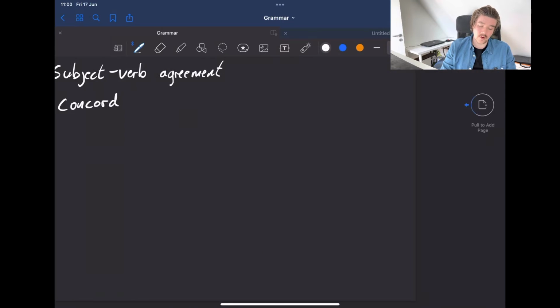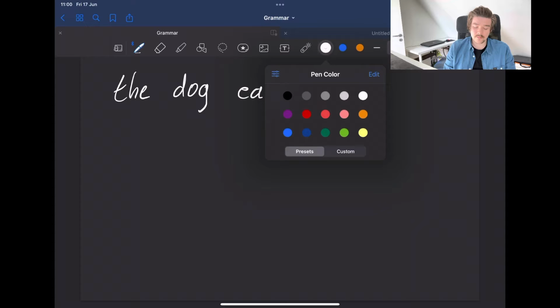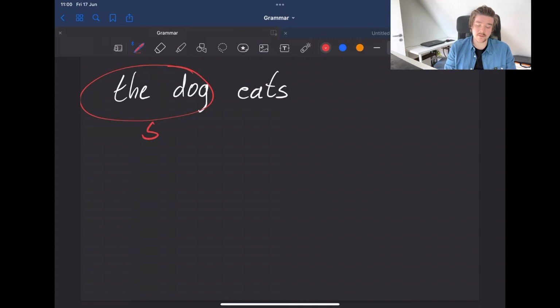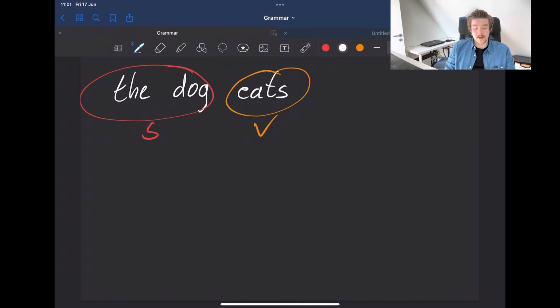As you should already know, the subject of a sentence is the thing or person, or things or persons doing the verb. So if I say, the dog eats, the dog is the subject, eats is the verb. Now the concept of subject-verb agreement will become immediately obvious once I change the dog to the dogs, meaning when I pluralize the subject.